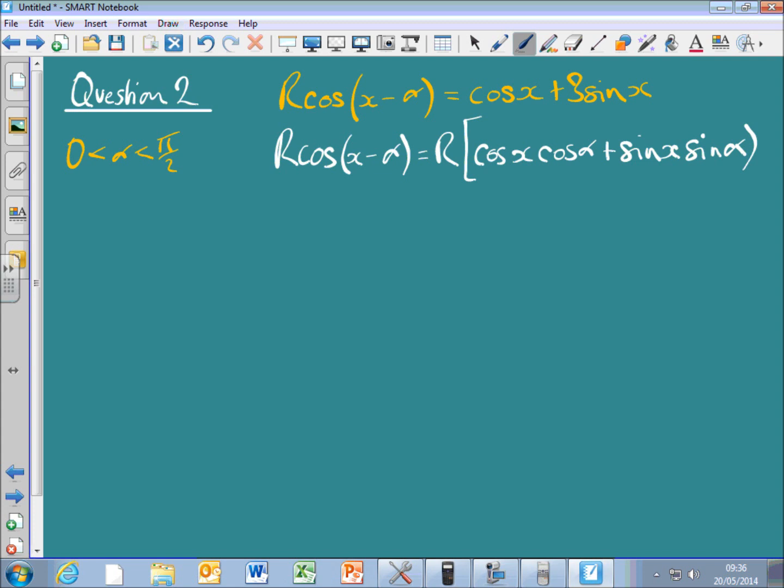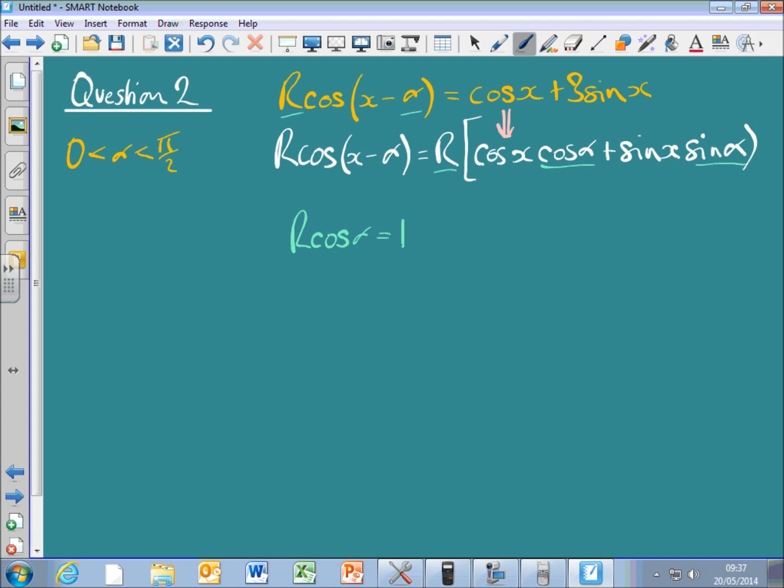Okay, so we know that alpha is a constant and we know that r is a constant, so this is a constant and this is a constant and also this is a constant. So what I'm going to do is I'm just going to equate what I have in white with what I have above in yellow. So I'm looking at the cos x term here, and because I've got one cos x, down here I'm going to have r cos alpha cos x, which means that firstly r cos alpha has got to be equal to 1, so that they're the same.